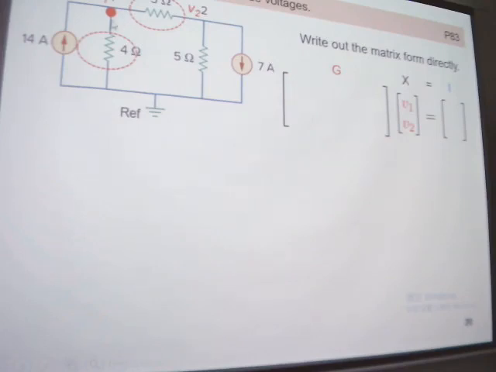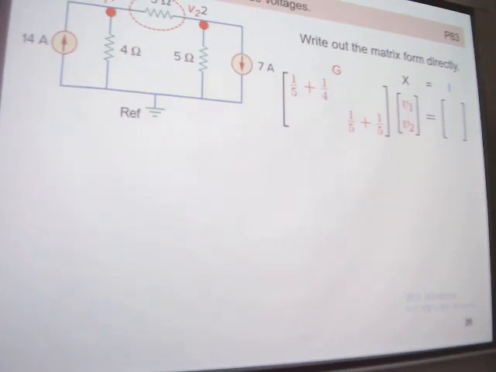For node 1, we can get the self-conductance. Do you remember? We say it equals the conductance connected directly to node 1. So it should be 1 over 5 plus 1 over 4. Then, for node 2, we calculate the self-conductance, which should be 1 over 5 plus 1 over 5. Clear? And then we are going to calculate the mutual conductance. For V1 and V2, we see just one conductance connected between them, right? So it's 1 over 5.